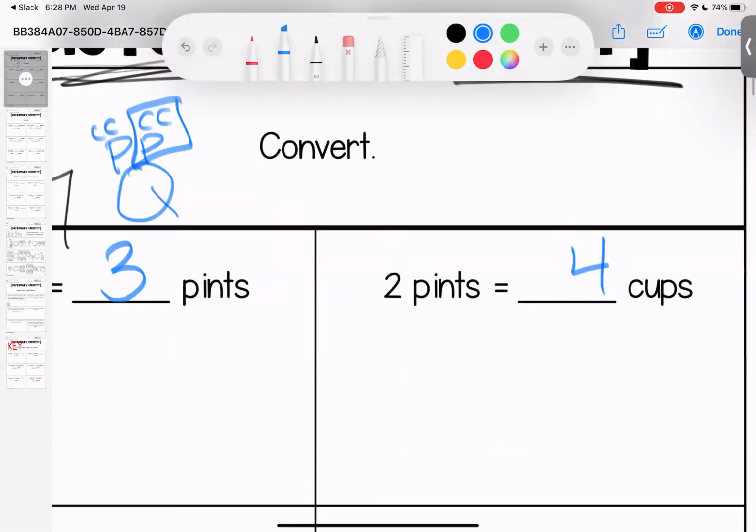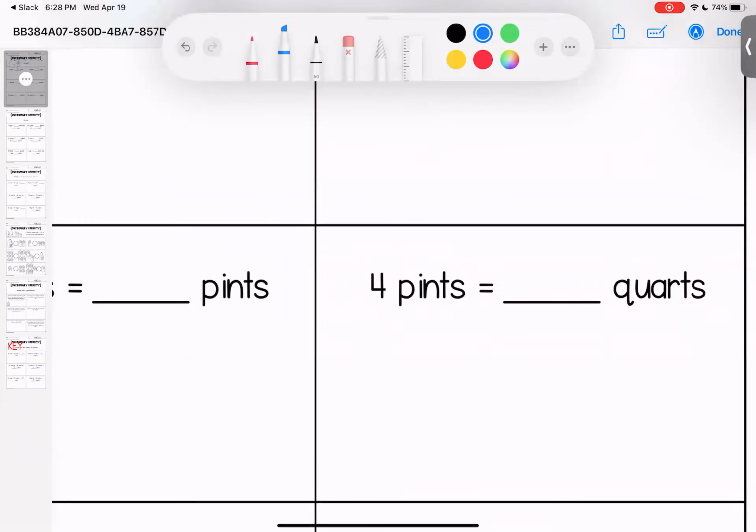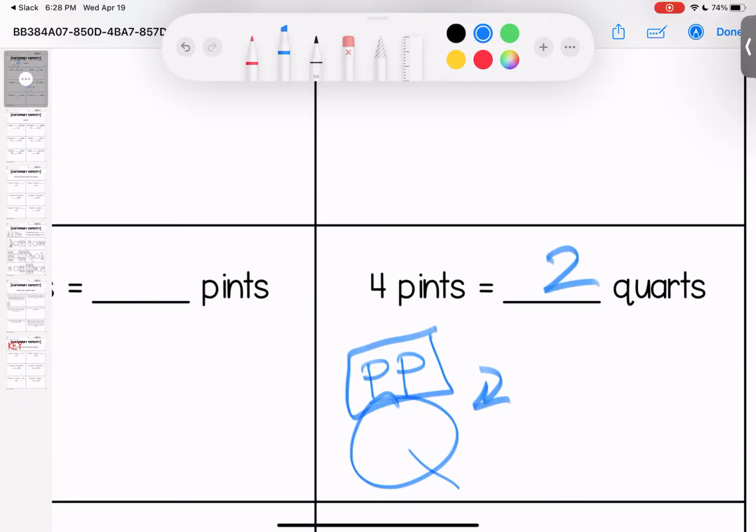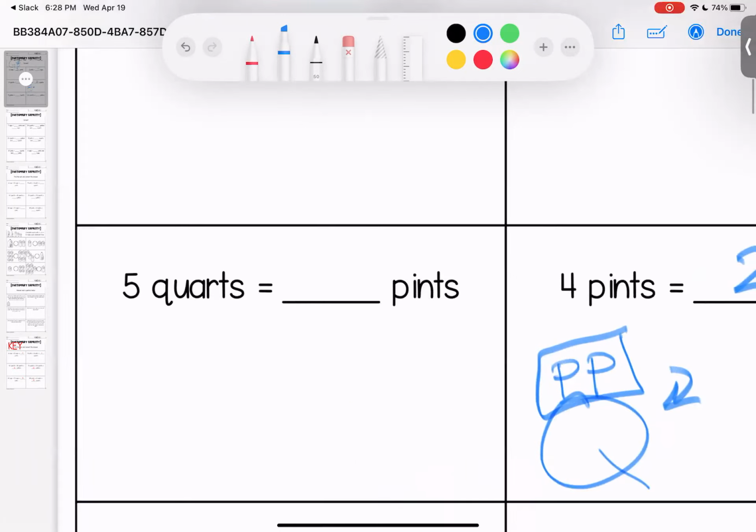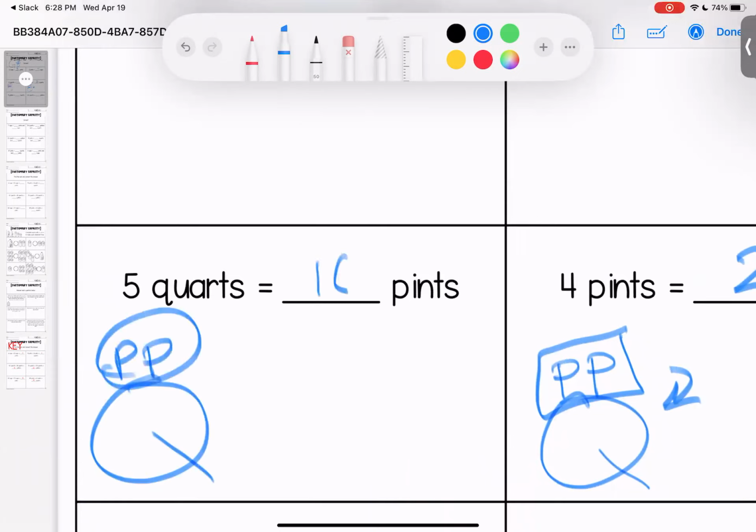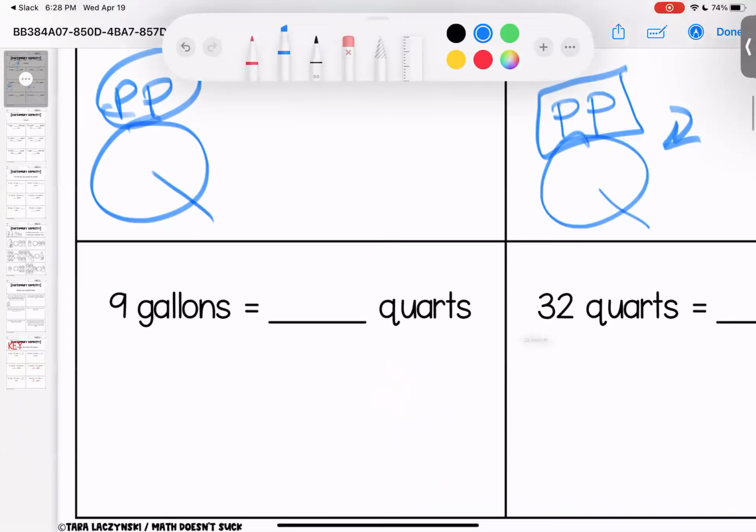We can use the kingdom of gallon to answer all of these. 4 pints. How many quarts? Well, we have our queen, and she had 2 pints on top. So if I have 4 pints, that's going to be 1, 2 quarts. Over here, 5 quarts. How many pints? Every quart is 2 pints, so times that by 5, we get 10 pints.